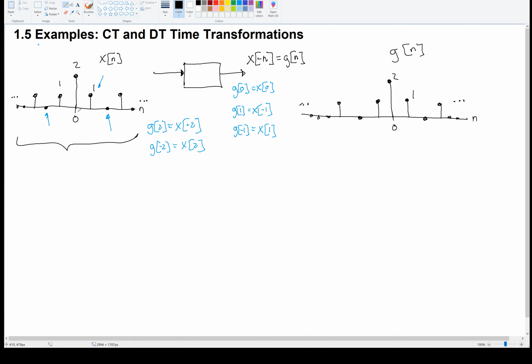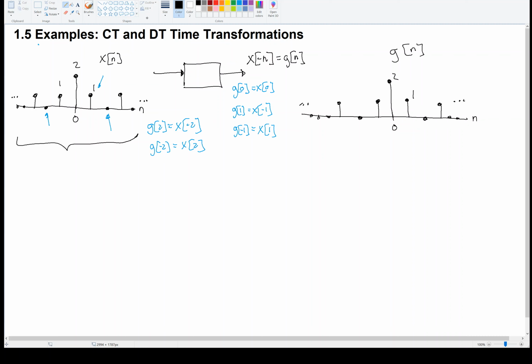Notice that if I start at the origin and I go to the right for positive n, I get the same thing as if I start at the origin and I go to the left for negative n. That's called an even signal, and we'll have much more to say about even signals later in the course. But if you reverse an even signal, you get back the same signal then, due to the symmetry.